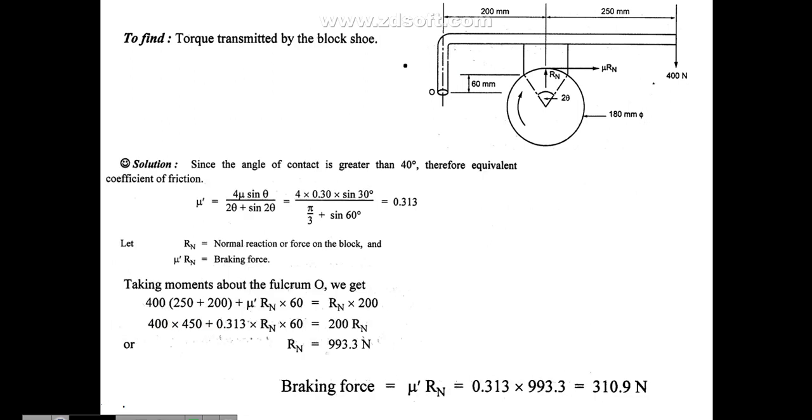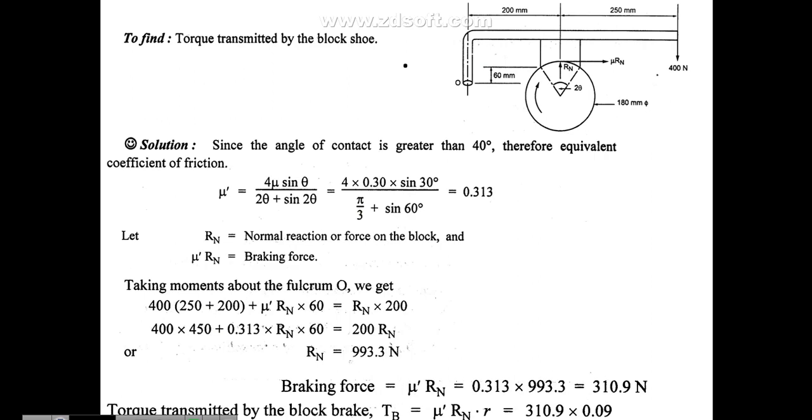993.3 Newton. Then coming to the braking force calculation, you have the formula mu dash Rn. You do the calculation: mu dash, which we have already found as 0.313, into Rn, which we just found as 993.3. Finally you got 310.9 Newton.